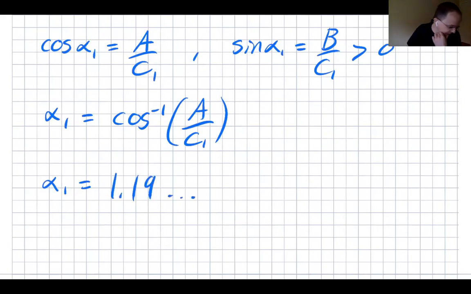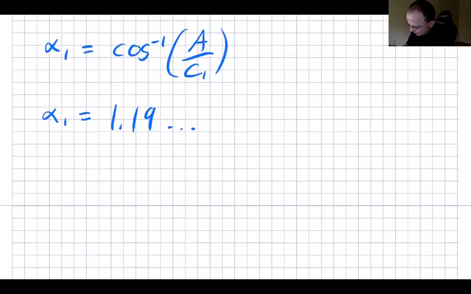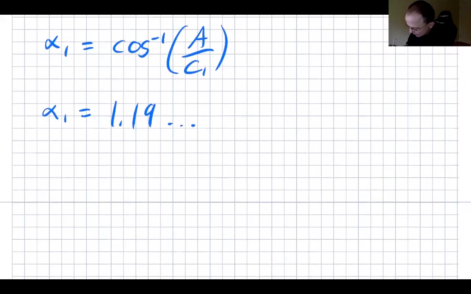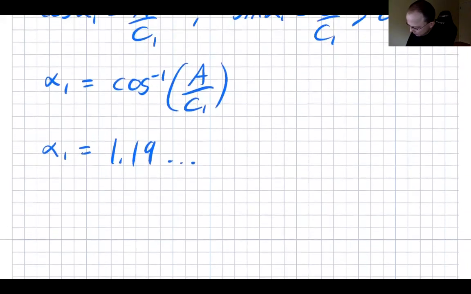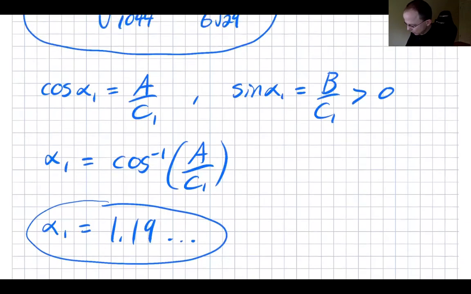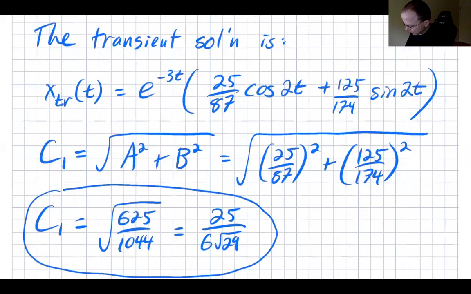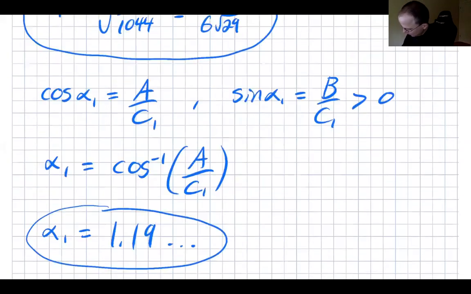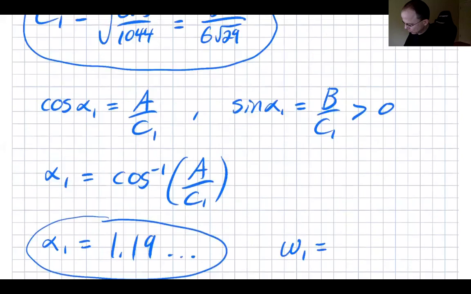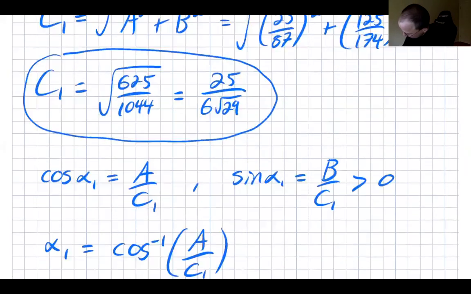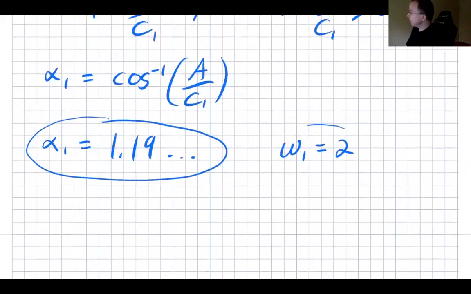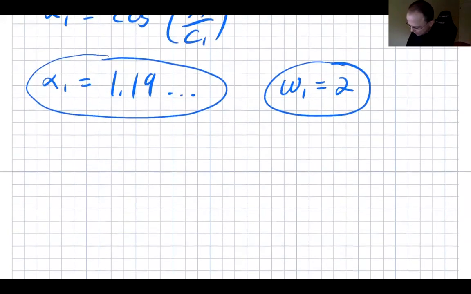Okay, so that's what that is. Okay, and so therefore, I think we got everything we need now. So there's our alpha 1, we have C1, and omega 1. Omega 1 is the circular frequency, which is 2 radians per second.